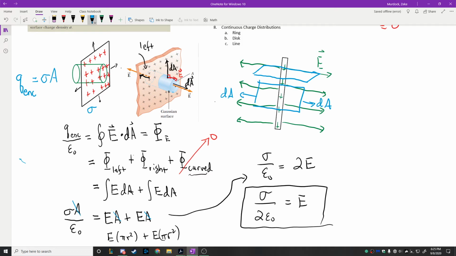So what we're going to do now is we're going to try to use the knowledge we have of Gauss's law combined with an understanding of what a conductor is. And we're going to try to describe some interesting properties of conductors in electrostatic equilibrium.